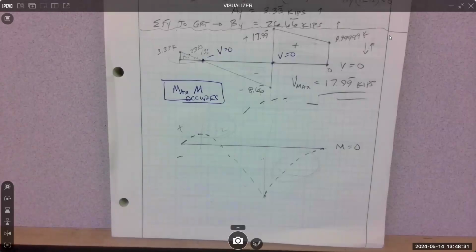If the shear diagram is like a curve? Absolutely. Then it's second degree. Then it's third degree in the moment.